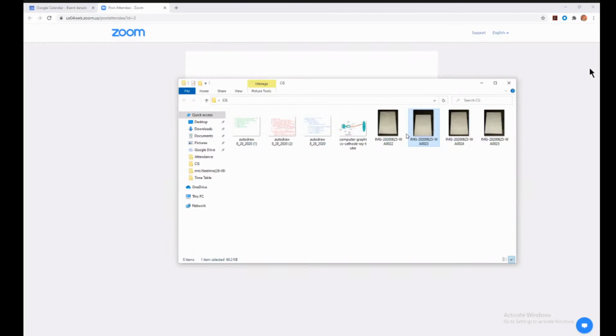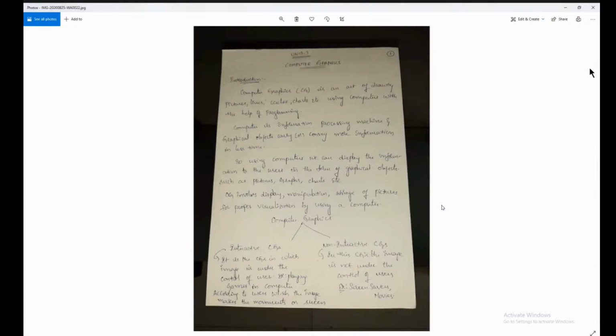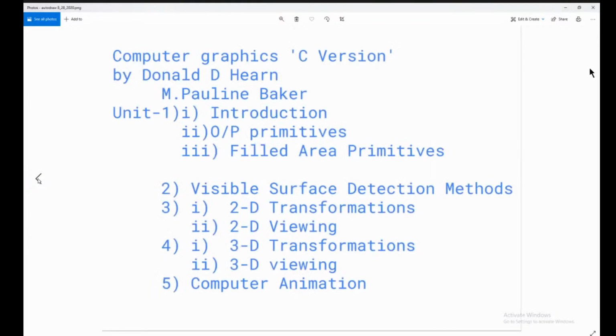Till now, whatever I have discussed, I am going to show in the figure. Just have a look. We have seen computer graphics introduction, types of computer graphics. Next, we have seen.